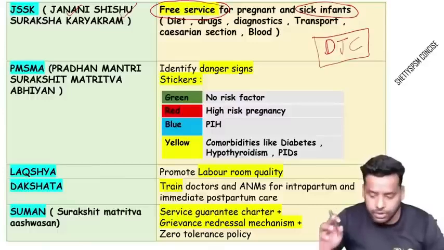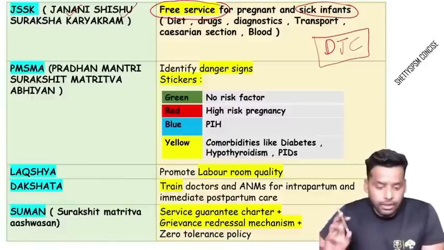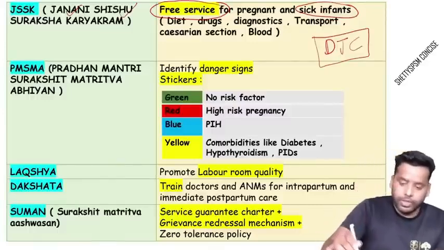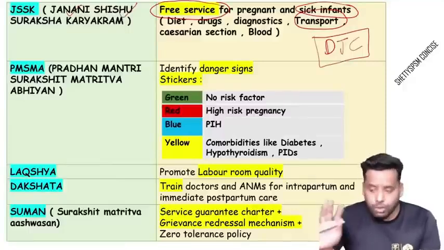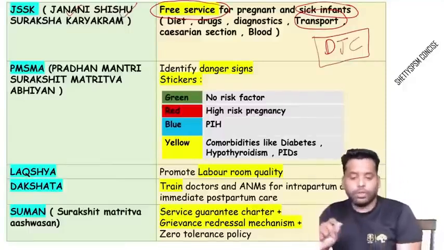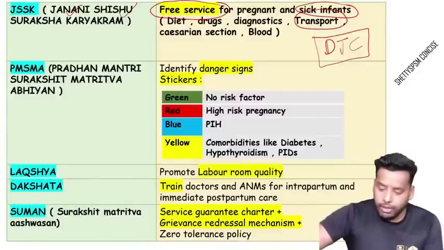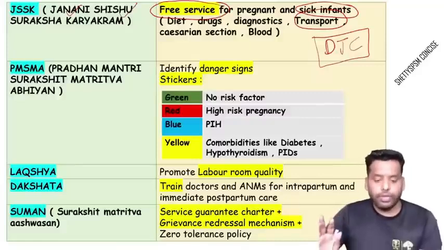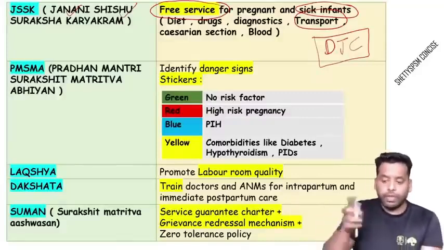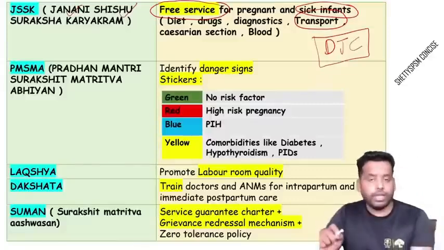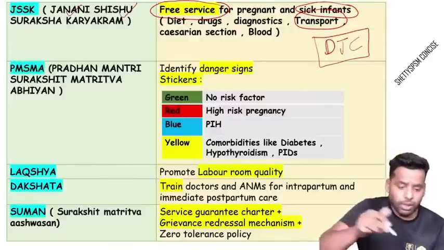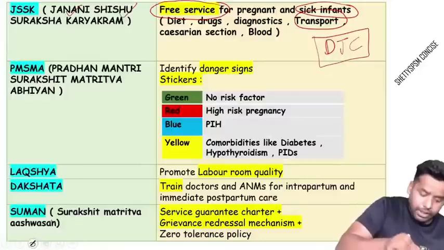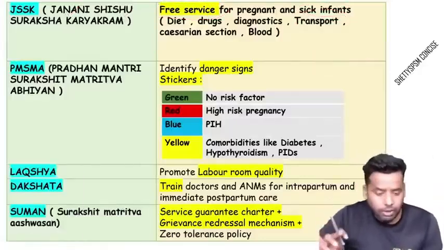Diet, drugs and diagnostics. Transport facility, home to hospital, and again back to the home. Drop back facilities are also available. No sightseeing, no shopping in between. It is home to hospital, hospital to home, and in between hospitals also there is free transport. If I want to refer a sick infant, free services are given. This is very, very important. What is this scheme called? Tell the mnemonic. DTC.